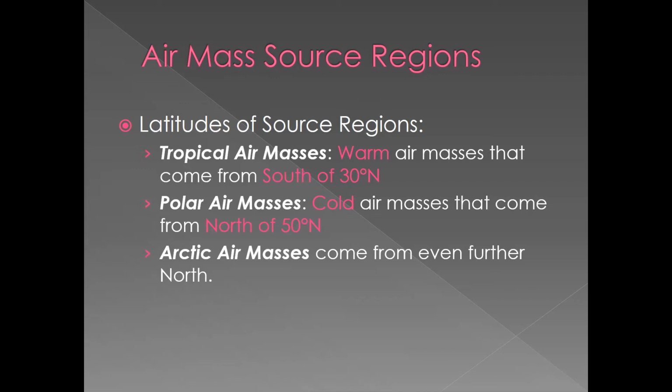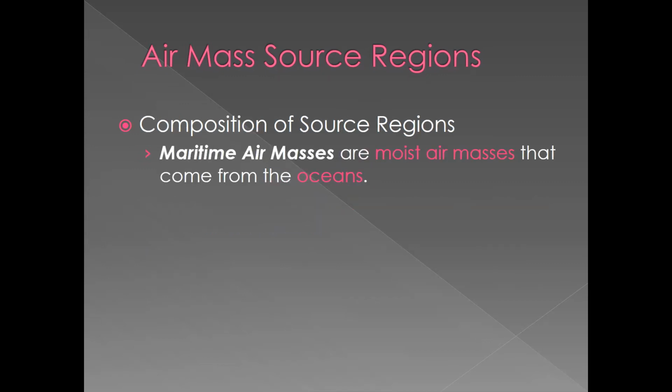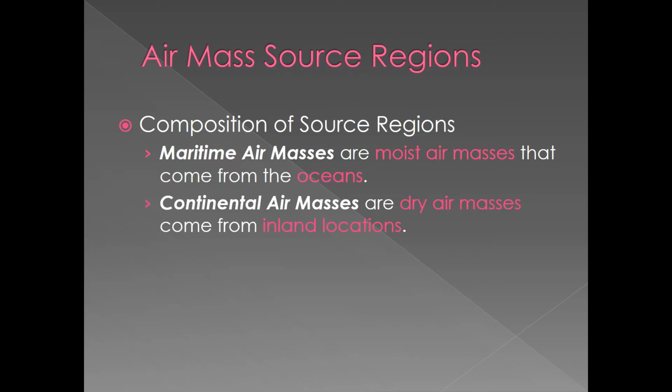Now the next thing we're going to look at is the composition of each of the source regions. There are two types of compositions that we're going to talk about: maritime and continental. Maritime air masses are air masses that form over the ocean, and they're moist. Why? Because they have lots of water beneath them. On the other hand, continental air masses are dry air masses, and they form from inland locations.